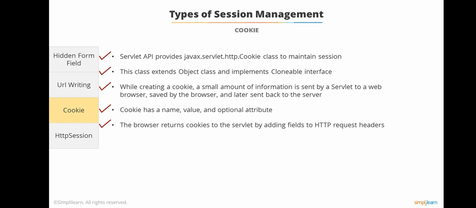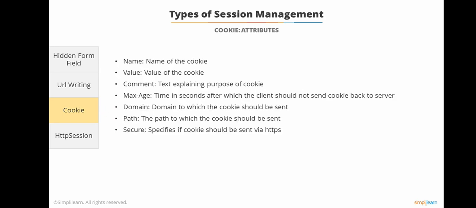The cookie has the following information: the name of the cookie, the value, the comment, the maximum age, which is the duration after which the client should not send the cookie back to the server, the domain to which the cookie should be sent, the path, and whether the cookie should be sent via the secure HTTPS protocol.